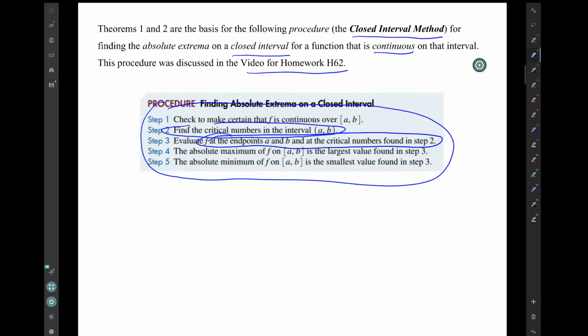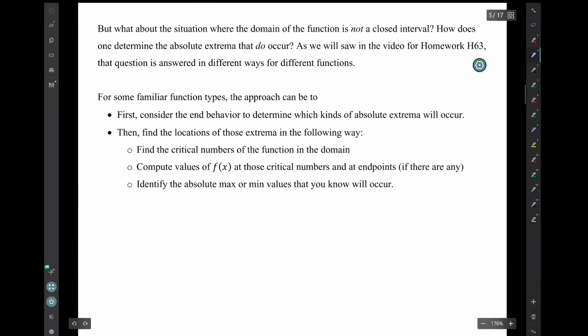So the idea of this procedure is you make this list of these important x values, and you just make a corresponding list of the y values, and you identify the greatest y value on that list and identify that as the absolute max. And you find the least y value on that list, and you identify that as the absolute min.